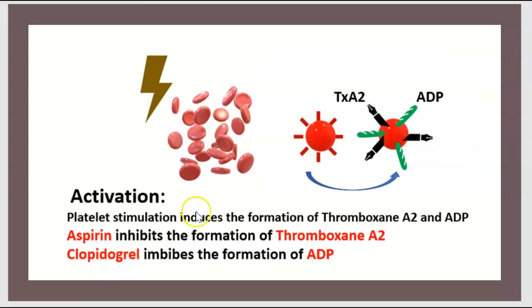The second stage is activation. Platelet stimulation induces the formation of thromboxane A2 and ADP. Aspirin inhibits thromboxane A2, and clopidogrel inhibits the formation of ADP.